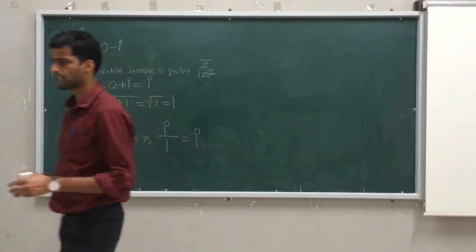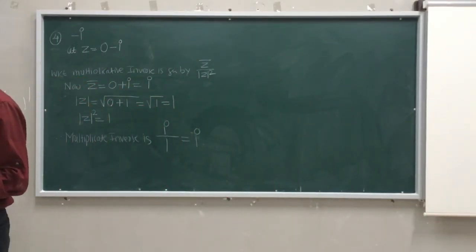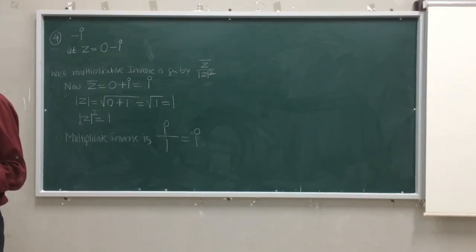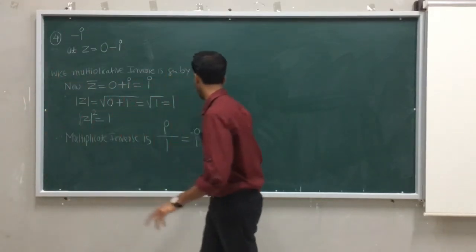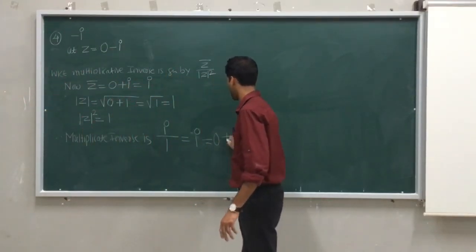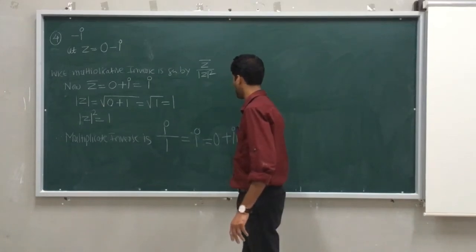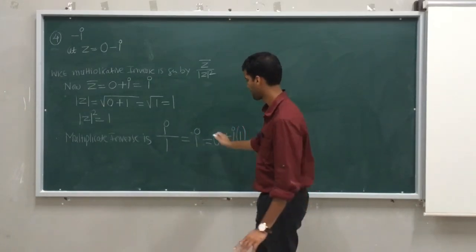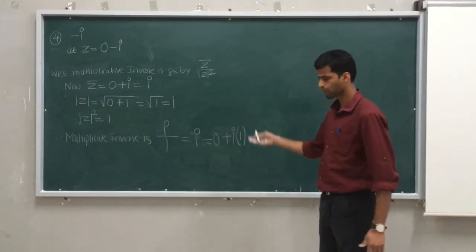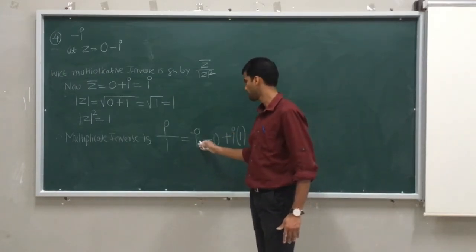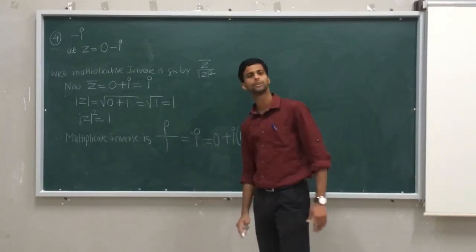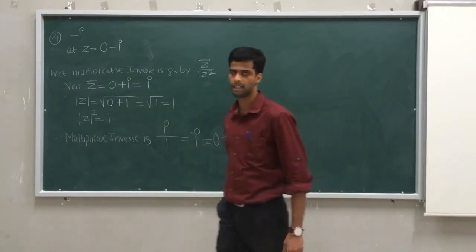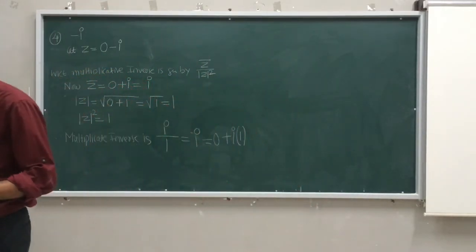So the multiplicative inverse of minus i is always given by plus i, or if you wish to write it in a standard form, you can write it as 0 plus i into 1. It's your wish, but I wrote it this way. If you want to write it in a detailed form, you can write it as 0 plus i into 1. So that is called the multiplicative inverse of these questions.